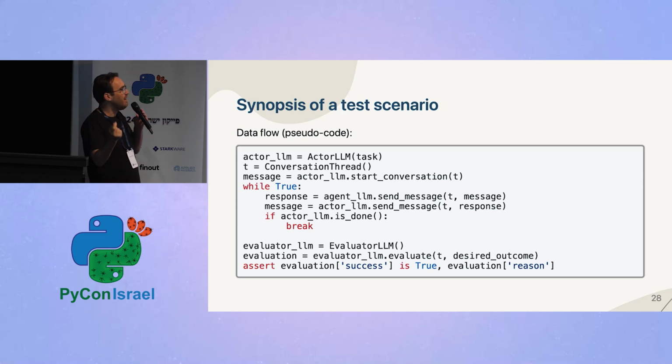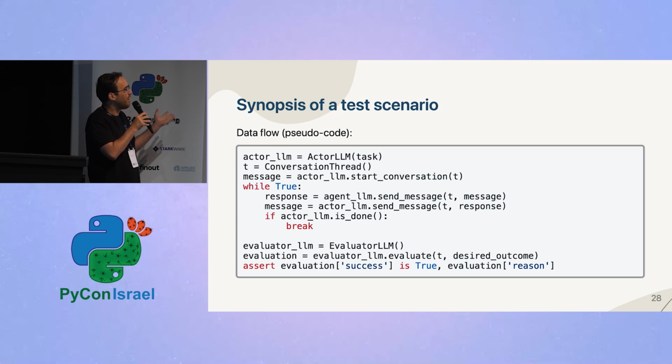And then we're basically just getting the response from the agent and sending the response to the actor. The actor gets a new message, and we're communicating between them until the actor decides we're done.